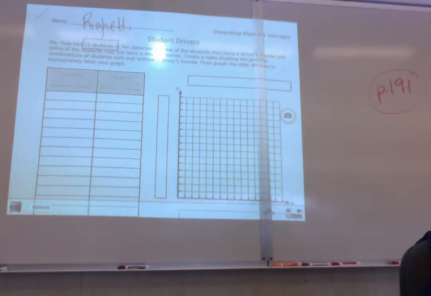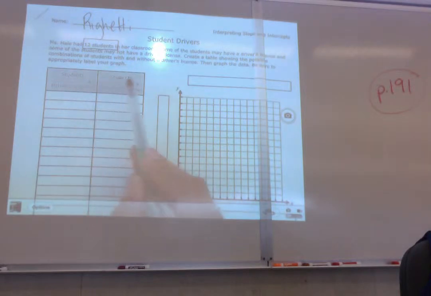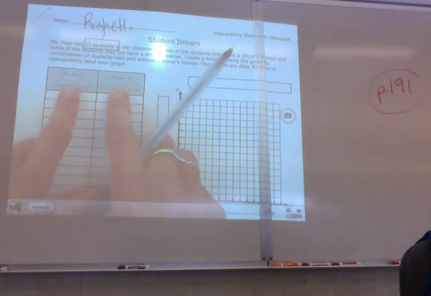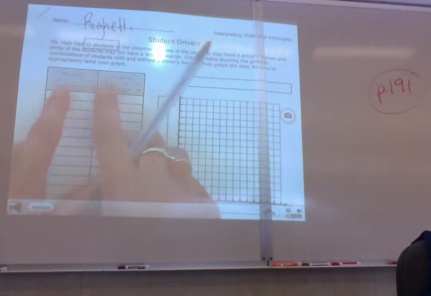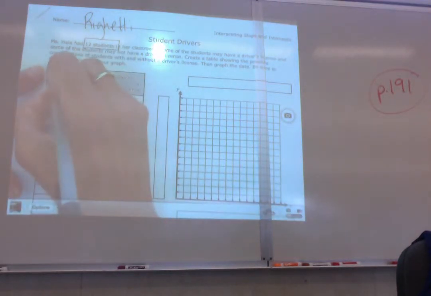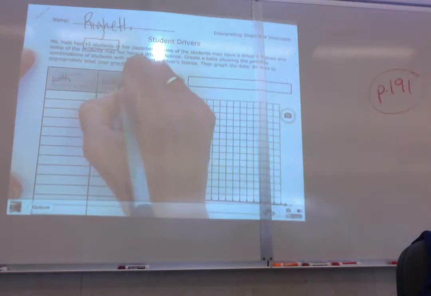Could it be possible students blank a driver's license, students blank a driver's license? Okay, so we've got to decide what we're putting in column A and what we're putting in column B. What do you guys want for the first column? So with a driver's license, without.